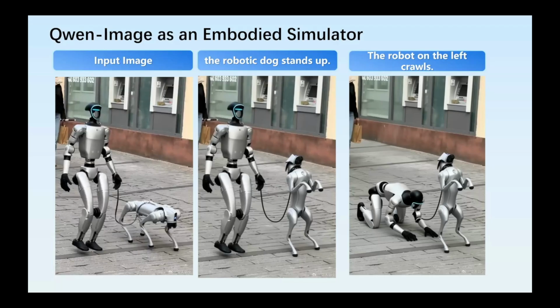This isn't a traditional robotics simulation. There is no predefined motion capture, just language-guided visual imagination. Again, this reinforces our core idea: fundamental visual generation models are fundamental embodied simulators. With Qwen-Image, you can simulate complex multi-agent behaviors simply by describing them in natural language.